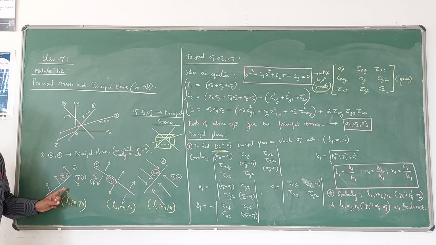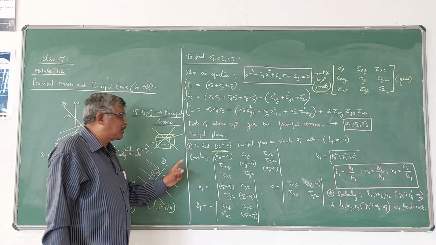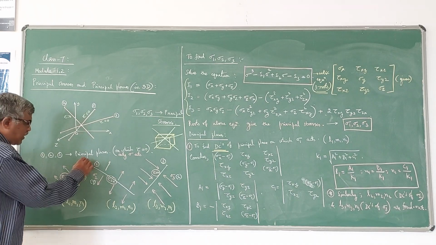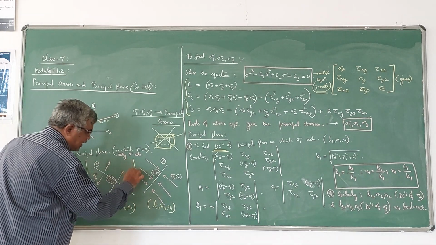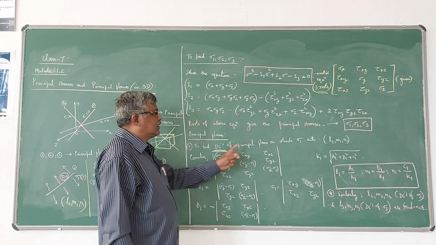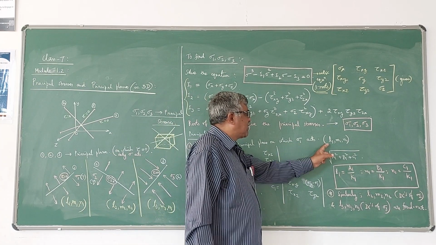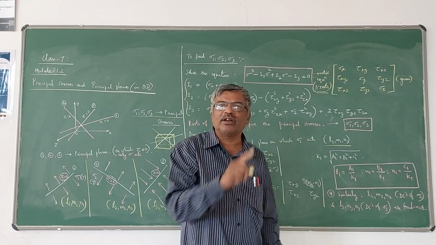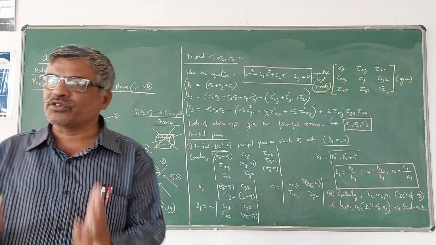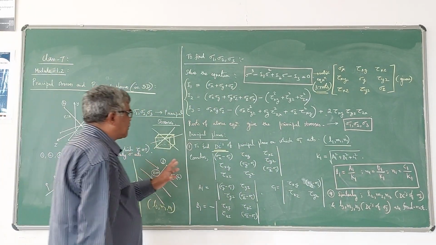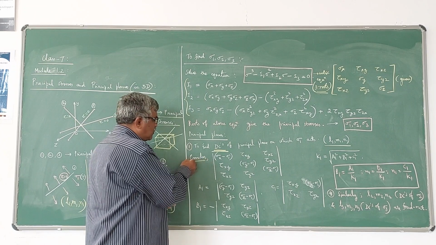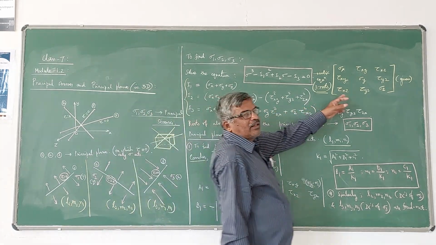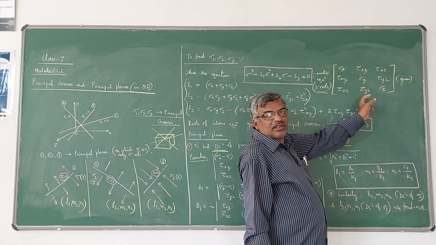Let us see first how we can find the direction cosines for the first plane. The first plane is sigma 1, correct? For the plane on which sigma 1 acts, these are the direction cosines, L1, M1, N1. Now we have to find L1, M1, N1. The procedure is very simple. This stress tensor you will be knowing.